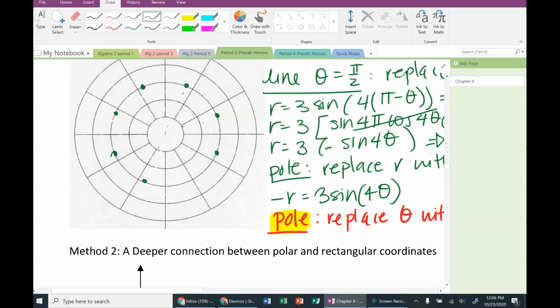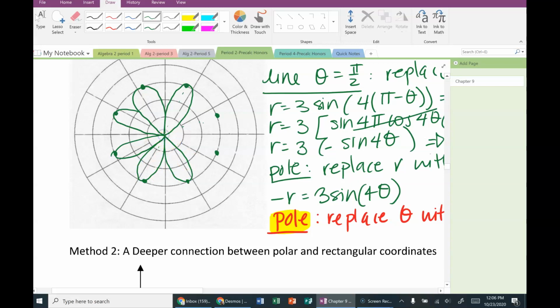All right, do I have 8 dots? 2, 4, 6, 7. Nope, I need 1 more. All right, 8. All right, now make your petals. 1 petal, 2, 3. Oh, I totally missed out, dude. Oh, that was awesome. 3, 4, 5, 6, 7, and 8. That's not too bad by hand.